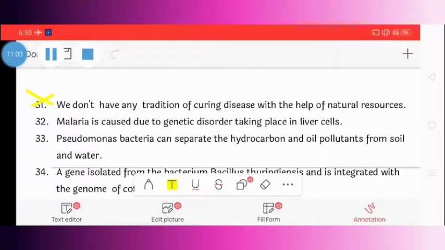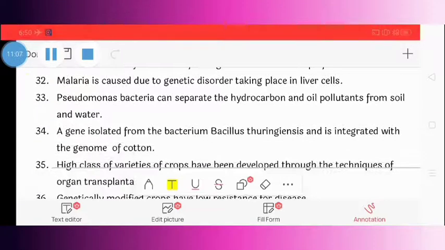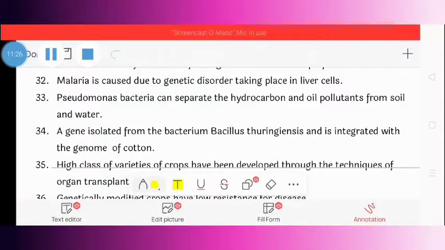Now question number 32. Malaria is caused due to genetic disorder taking place in liver cells. So this statement is false, because malaria spreads when a mosquito becomes infected with the disease after biting an infected person. It is caused by Plasmodium vivax. So this statement is false.